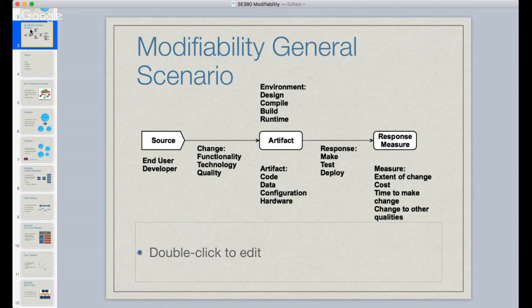And then finally, what are we willing to pay for that? What's our measure of success? Is it the extent of change that occurs? Do we want to minimize the extent of that change? How long should it take? There are requirements to say you've got to be able to make an update to a security change in less than 24 hours. Are there changes to other qualities? In other words, if I make a particular change, will it change the responsiveness of the system or the availability of the system or other types of qualities?